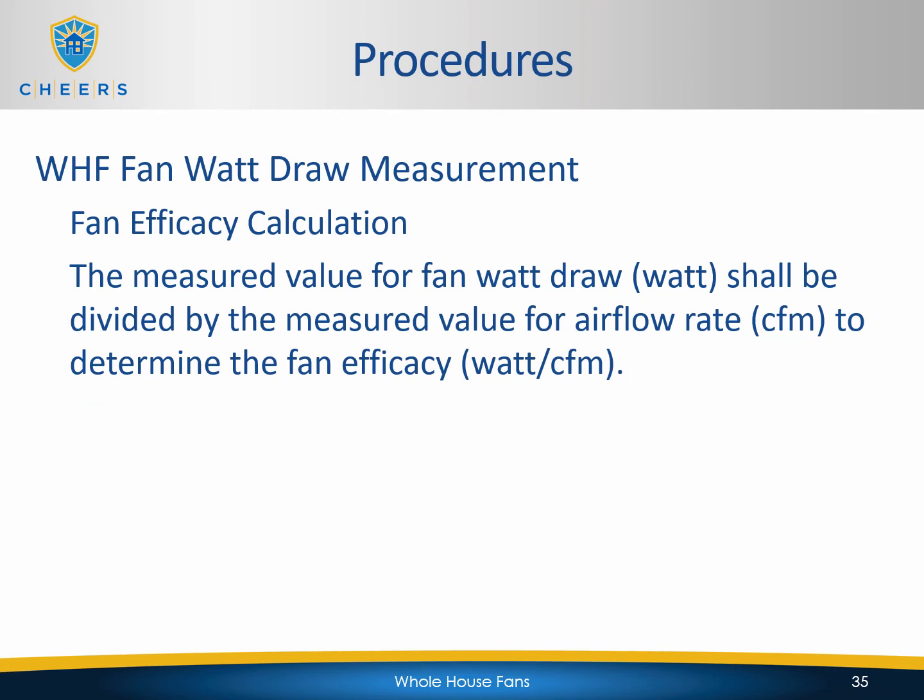So the measured value for fan watt draw shall be divided by the measured value for airflow rate to determine the fan efficacy, which is watts per CFM. So you're going to take your watts, we'll say it's 900 watts, and you have 1800 CFM of airflow. 900 divided by 1800 is going to be 0.50 watts per CFM. So it's a half a watt for every CFM. There's going to be different values, different targets, but that's how you calculate the fan efficacy.